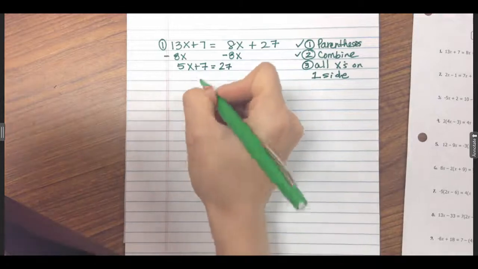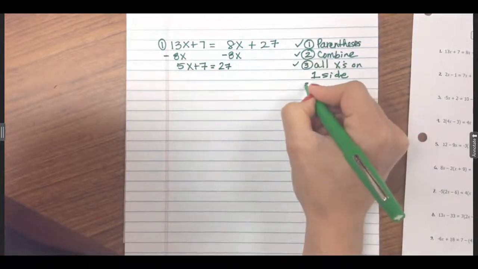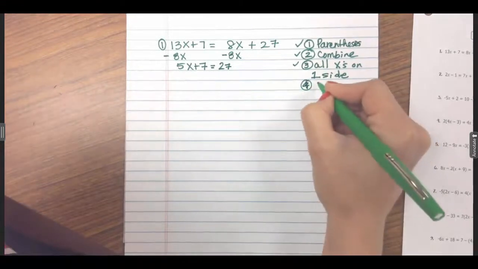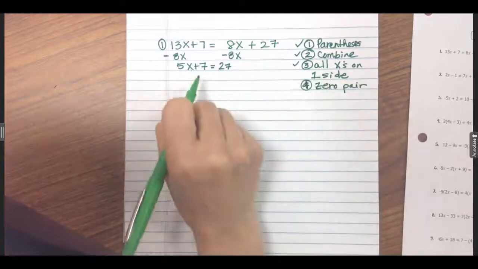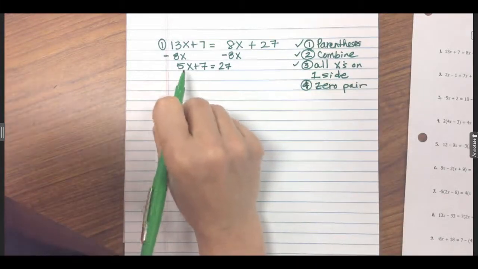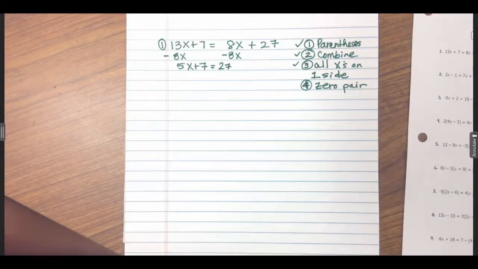Now, what you're going to do is just solve your basic two-step equation. So we've done that. Uh-oh, that's a 4. So the next would be a 0 pair. So we're only focused on the left side. And which one do we make a 0 pair with? The one that has a plus or a minus.